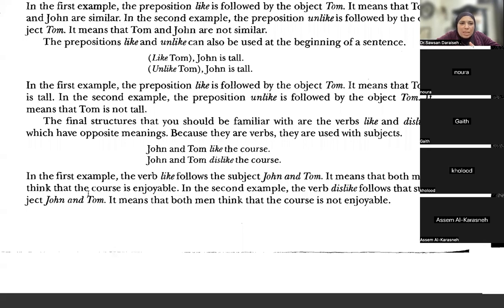It means that both men think that the course is enjoyable. When I say they like it, that means they think that it's enjoyable. They don't think it's boring. They attend it regularly. They participate in it, etc. John and Tom dislike the course. That means they have no interest in the course. They're forced to do it.